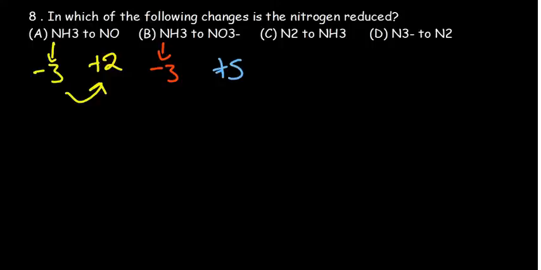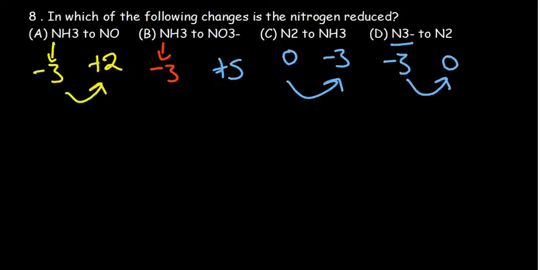Nitrogen in its original form it's 0. In NH3 we've already seen it's -3. So I can already observe that that's reduction. From 0 to -3 is reduction. Then finally the last one, having a charge is -3. In its original form it's 0, so that's an increase. So reduction is C.